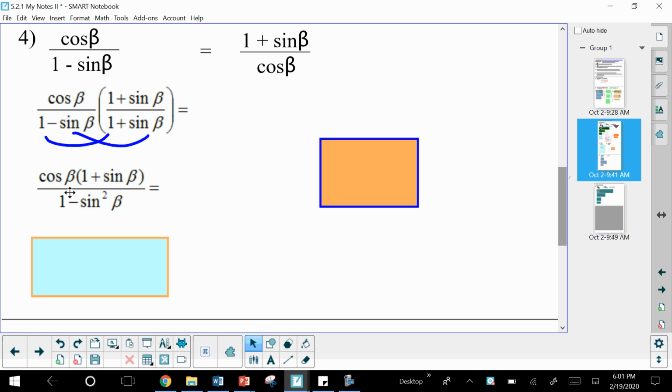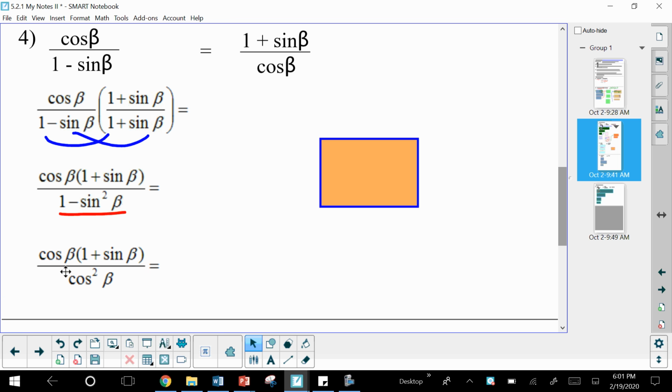Okay, pause, take a look at the right-hand side, see if you can see it. It's kind of there, kind of getting a little closer. Okay, next thing that we can do is go back to your Pythagorean identities. This should look familiar to us. We should know this one. 1 minus sine squared beta is the same thing as cosine squared beta.